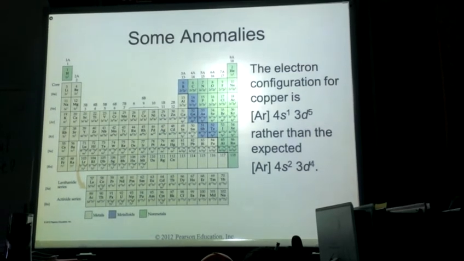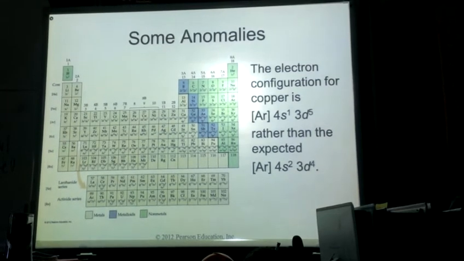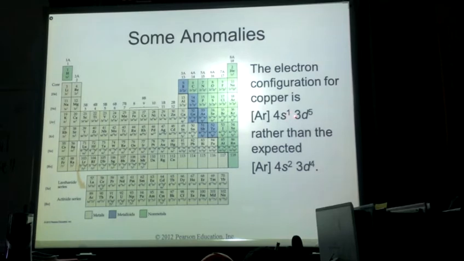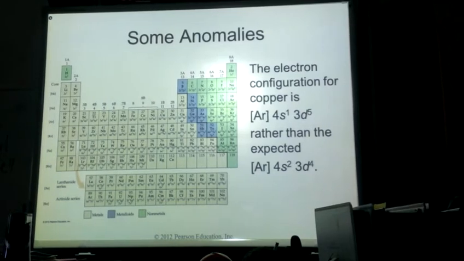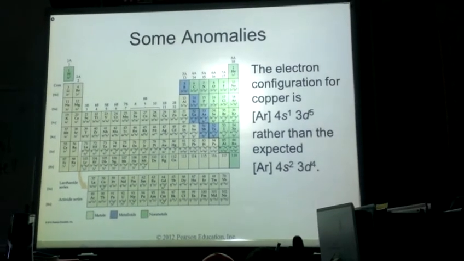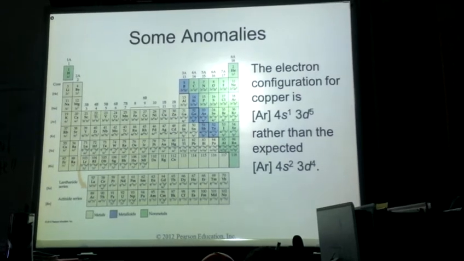So why does that happen? It happens because the d orbital, since it has an energy level of 3, would prefer to be full first. I want to make sure that I'm filling up energy levels of a lower principal quantum number first before I'm filling up one of a higher energy level, okay?